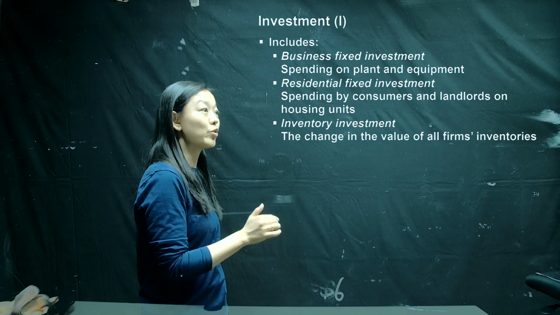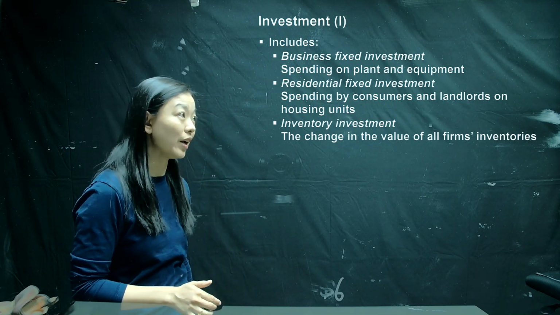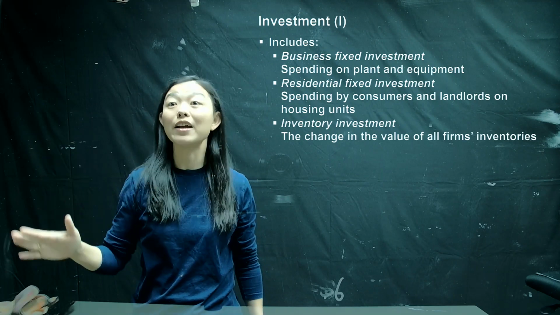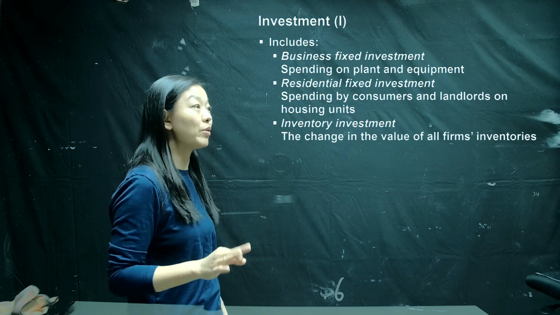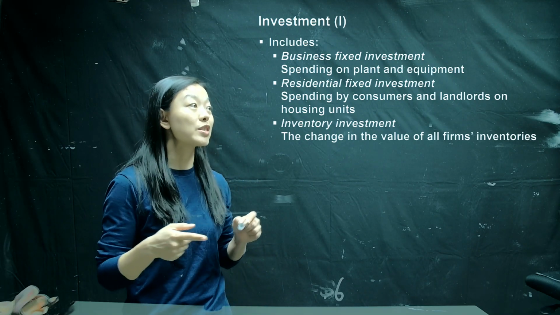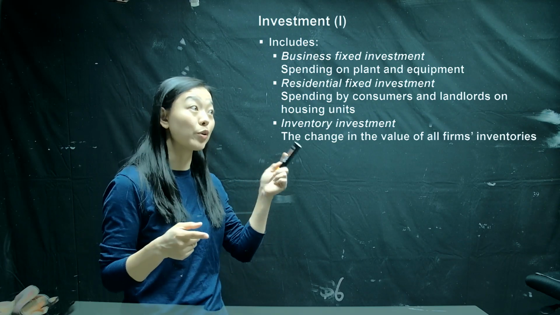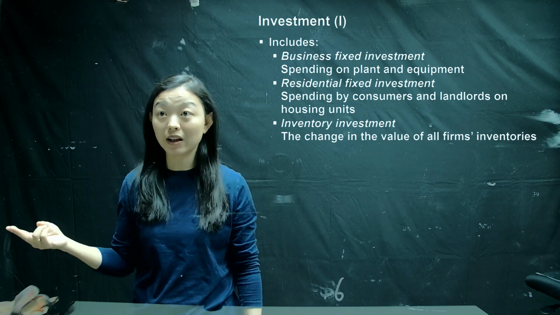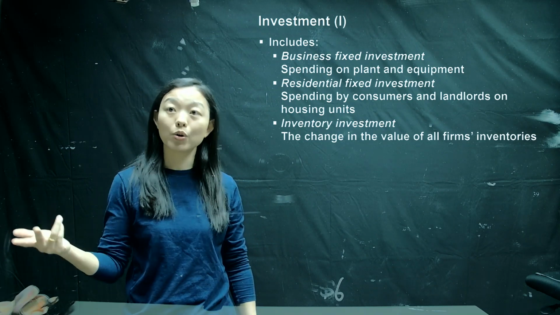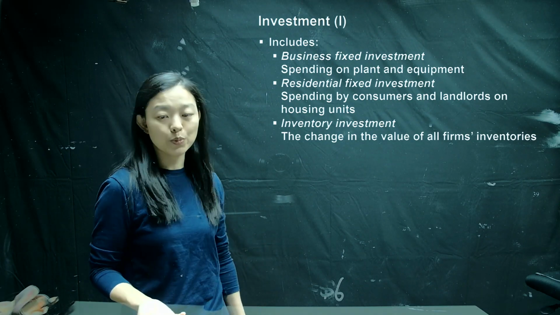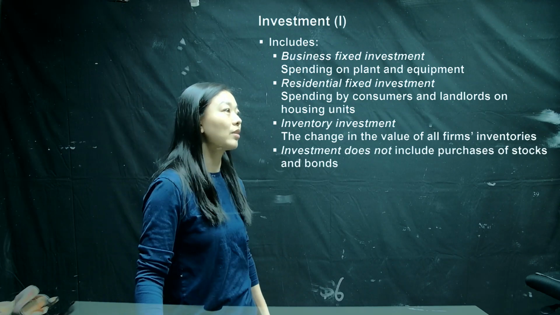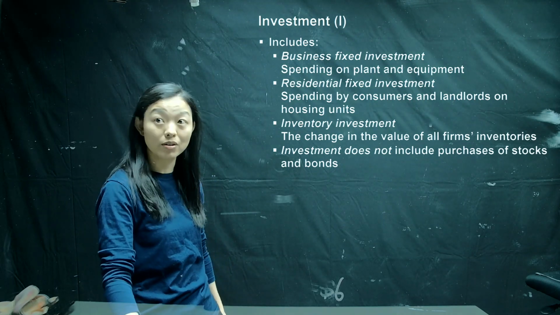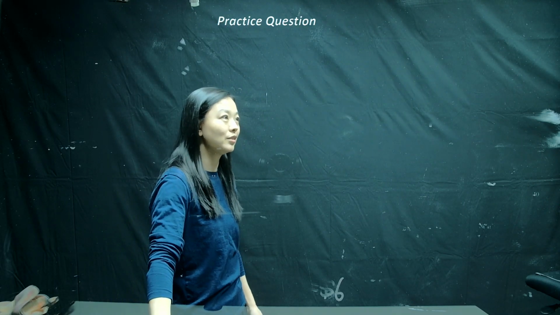The third component is inventory investment. So you can see that investment in GDP is totally different from financial investment, and includes three components. Business fixed investment means spending on plants or new equipment. Residential fixed investment means household spending on a new house or new apartments. And inventory investment. So investment doesn't include purchases of stocks or bonds. That's a totally different concept.